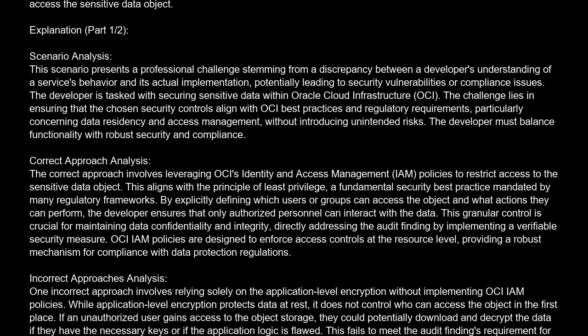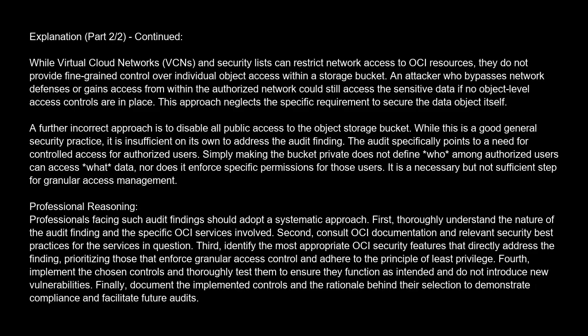Another incorrect approach is to assume that network security alone is sufficient. Virtual cloud networks, VCN, and security lists can restrict network access to OCI resources. They do not provide fine-grained control over individual object access within a storage bucket. An attacker who bypasses network defenses or gains access from within the authorized network could still access the sensitive data if no object-level access controls are in place. This approach neglects the specific requirement to secure the data object itself.